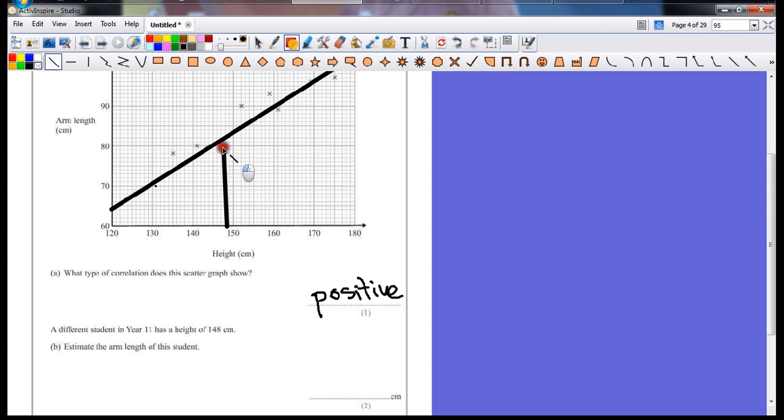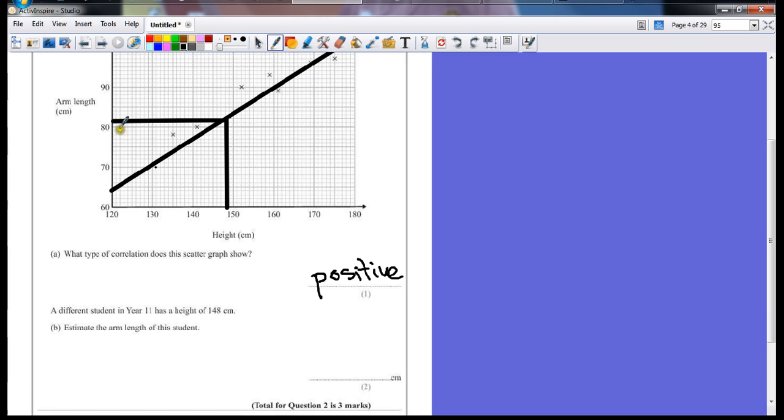And draw that up so it touches your line of best fit. And then across to find out where this hits the arm length. According to my line of best fit, this works out to be about 81 or 82 centimetres. We could have just looked and seen that, but again, showing the line where it hits the line of best fit will guarantee our marks.